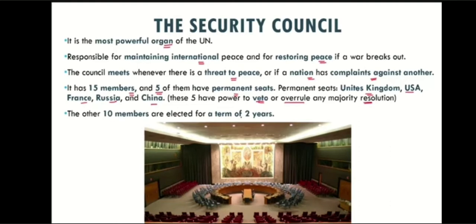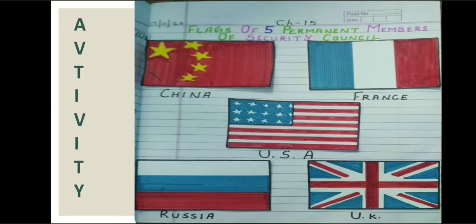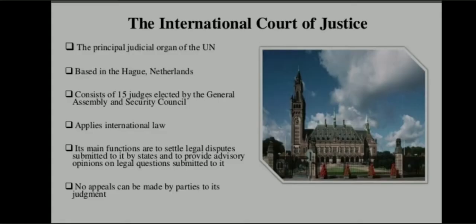And the main 5 permanent members, which you can see here, are China, France, USA, Russia, and United Kingdom. So these are the 5 permanent members of the Security Council. And these 5 permanent members have a veto power. Let's move on to the next organ.